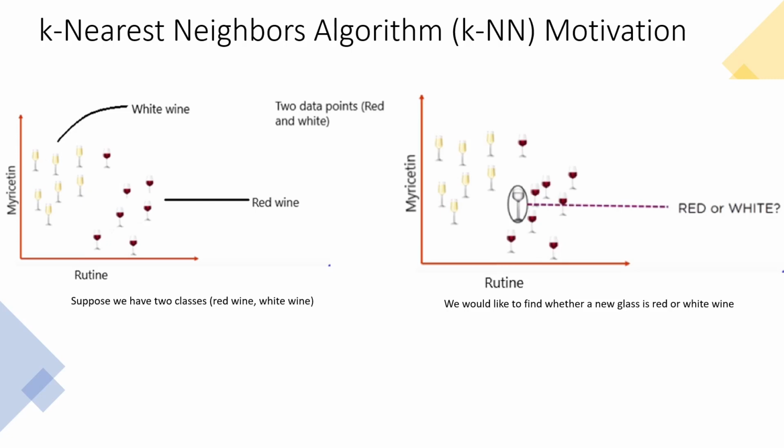Okay, let's see how it works. Suppose we have two classes, red wine and white wine. So these are white wine and these are red wine. And we would like to find whether a new wine is red wine or white wine. So we don't know which class this wine is from. That looks close to red wine, but we need a systematic way to make a decision about the class of this glass. And that's what KNN does.